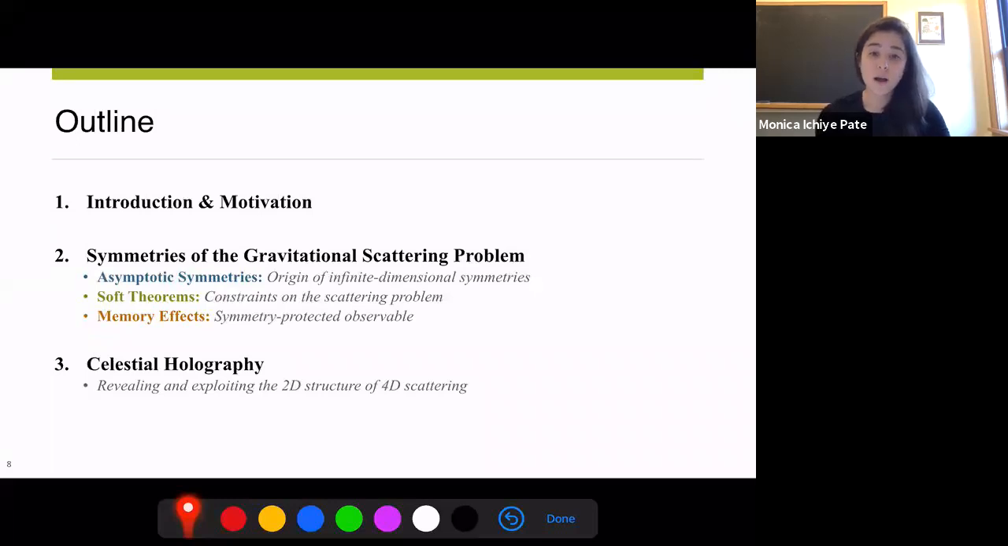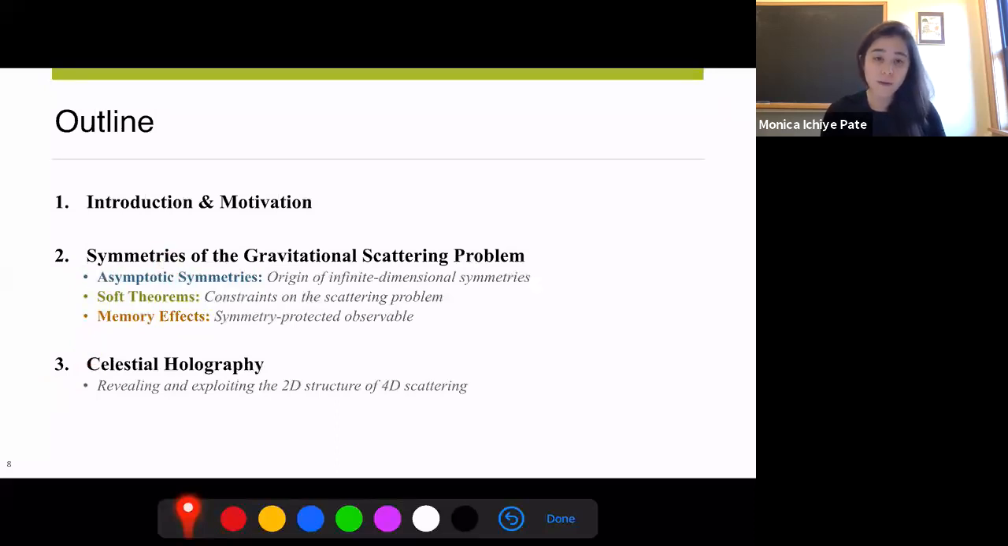So in the rest of the talk, I'll explain in more detail the evidence for a holographic description of the gravitational scattering problem and the critical role that's played by symmetries. And in particular, we'll see that symmetries both provide intrinsic structure as well as serve as a guide for how to organize the theory. So there are two main parts to the rest of the talk.